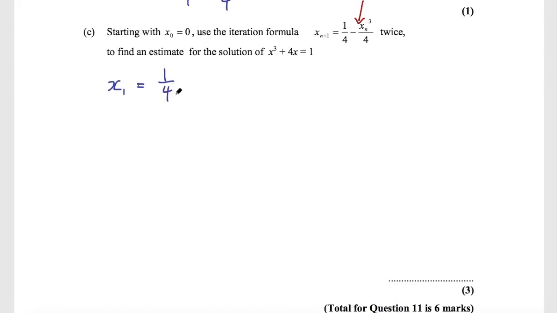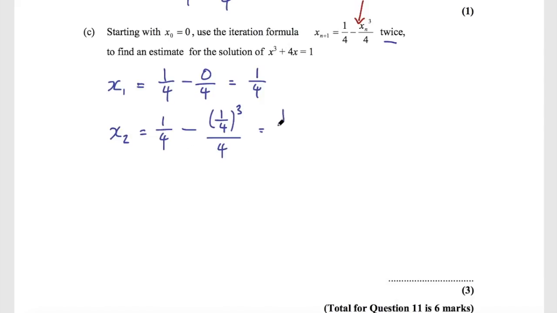So we've got a quarter minus 0 on 4. 0 cubed is just 0, and 0 divided by anything is 0. So this is just going to be a quarter. So x sub 1 is a quarter, and then we need to do that again because it says do it twice. So x sub 2 is going to be a quarter minus, and this time we have to substitute x sub 1 into this same formula. So this is going to be a quarter cubed divided by 4.